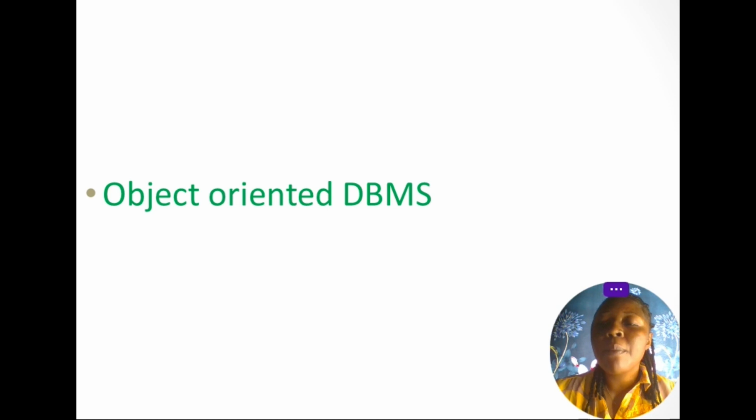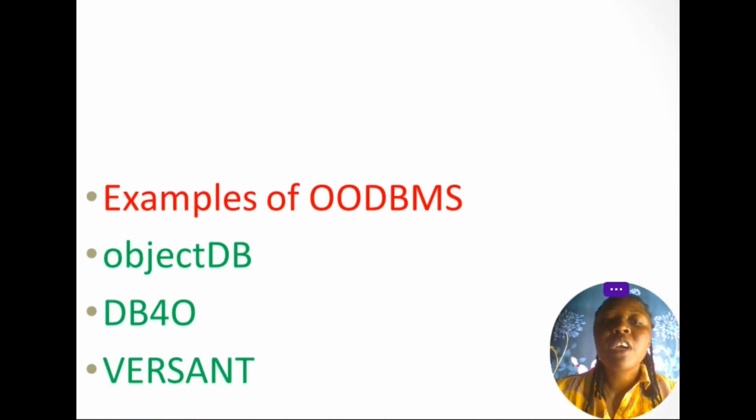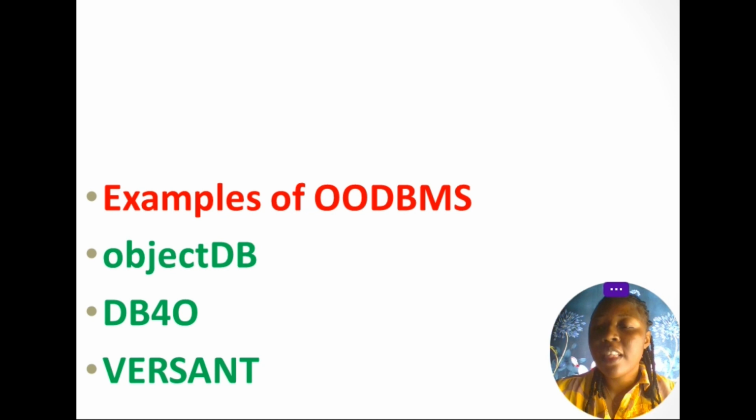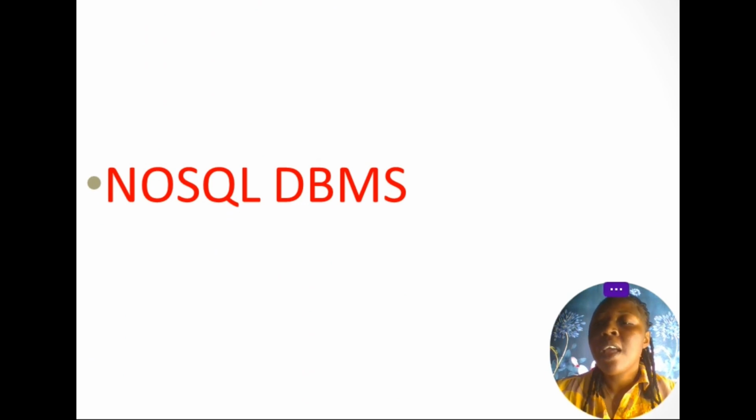Let's talk about the examples of object-oriented database management system. We talk about the ObjectDB, we talk about the db4o, and we talk about the Versant. These are the examples of what we call the object-oriented database management system. Let's talk about the NoSQL database management system.